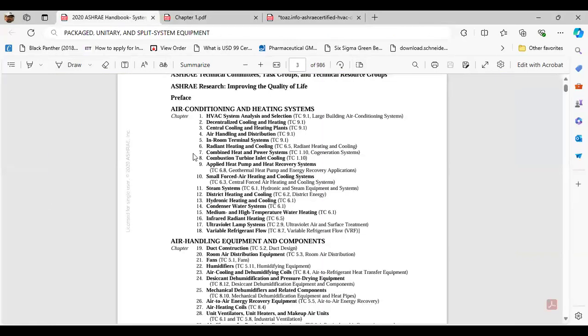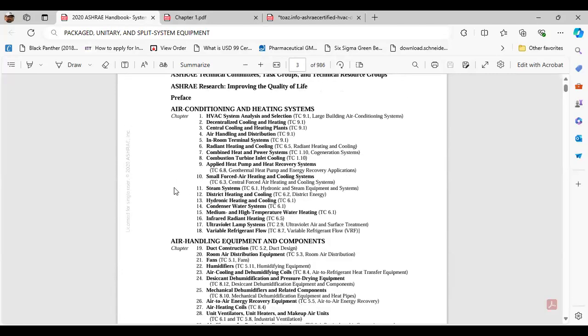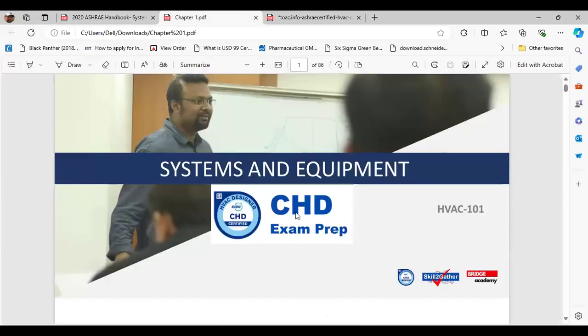So there is a handbook on this. The handbook is 986 pages. We don't have to study all these chapters and everything. We just have to study the important parts. Now, how the notes are written is actually important, how you should prepare yourself.